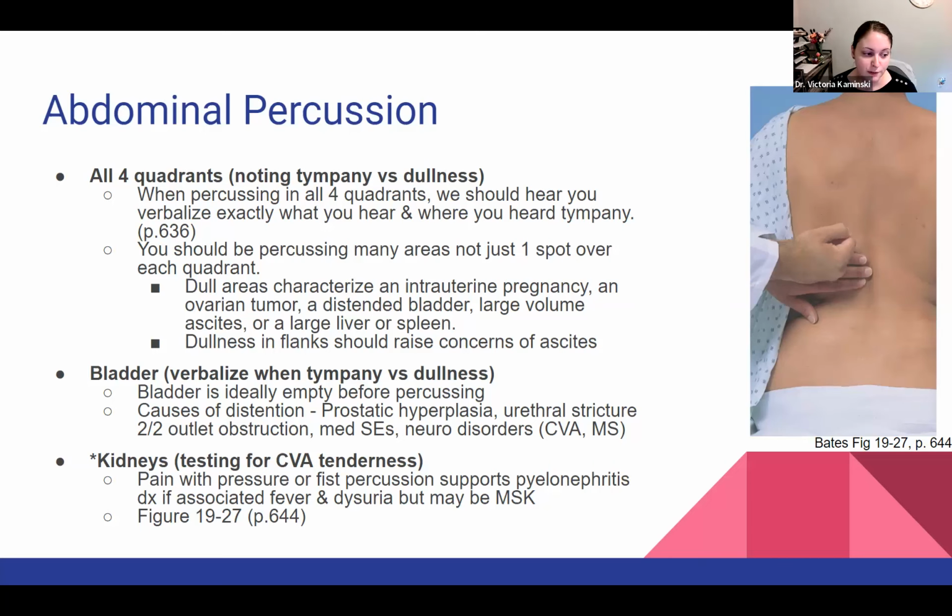With the bladder, you're going to verbalize when you should hear tympany versus dullness. The bladder is ideally empty before percussing. Causes of distension of the bladder are mentioned there for you. And then with kidneys, which is what this figure shows for you, is testing of the costovertebral angle. So pain with pressure of fist percussion supports pyelonephritis or associated fever and dysuria with that. However, you do want to be sure that it is not a musculoskeletal etiology of your patient's pain.